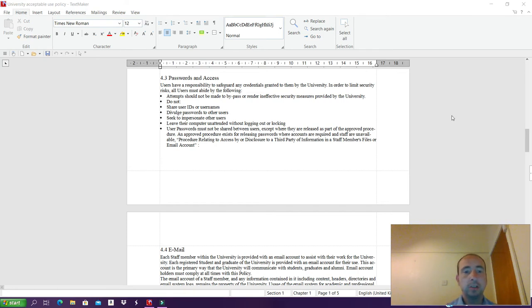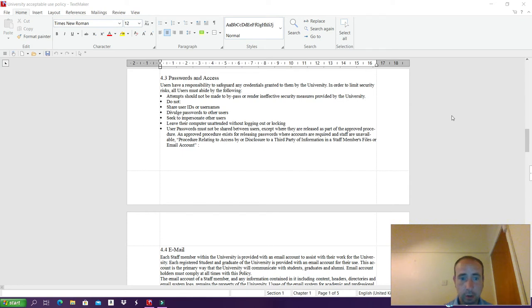4.3 Passwords and access. Users have a responsibility to safeguard any credentials granted to them by the university in order to limit security risks. All users must abide by the following. Attempts should not be made to bypass or render ineffective security measures provided by the university. Do not share user IDs or usernames.